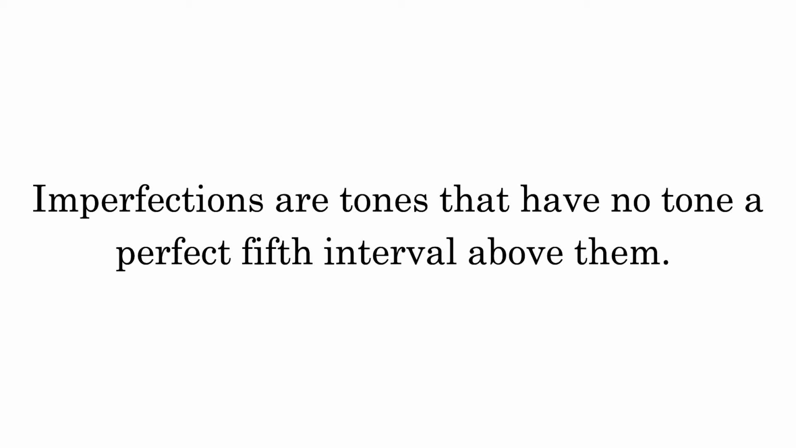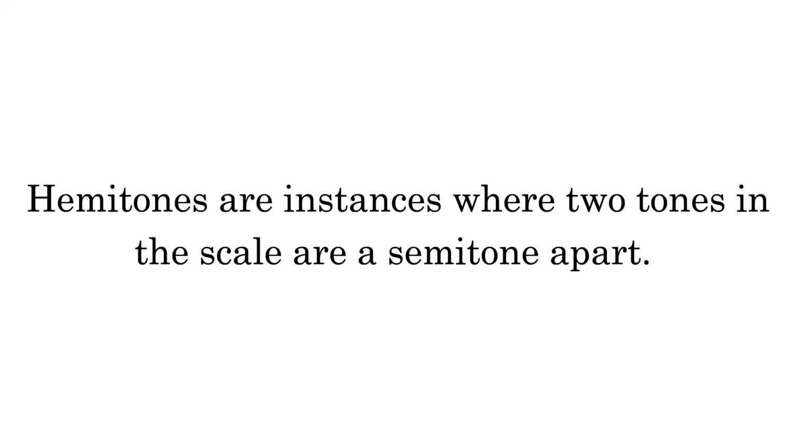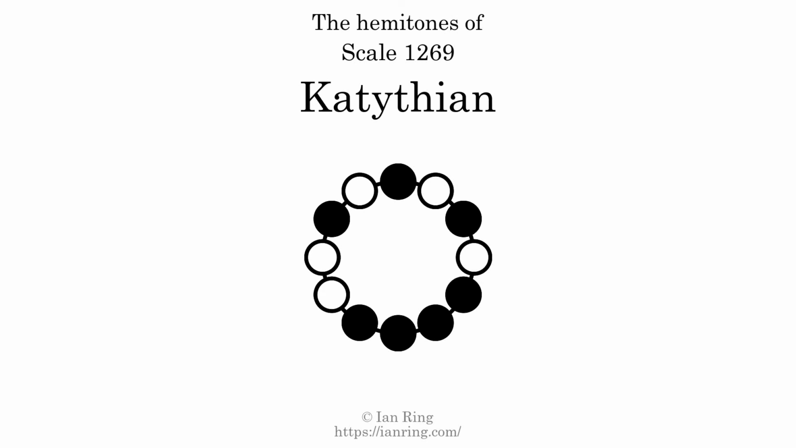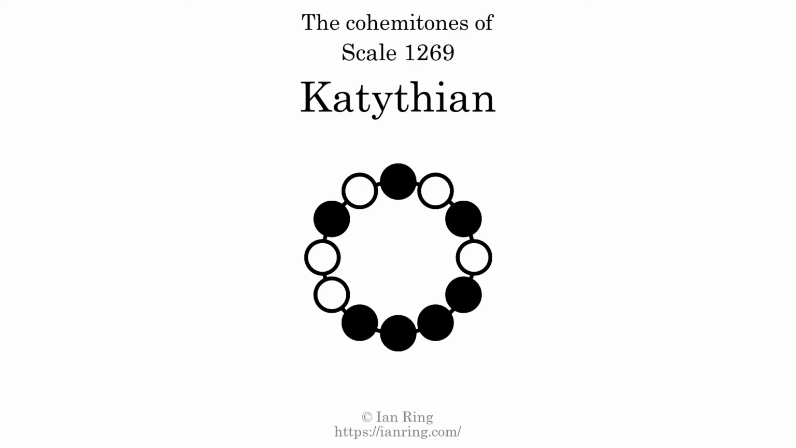Imperfections are tones that have no tone a perfect fifth interval above them. This scale has 3 imperfections. They are at positions here, here, and here. Hemitones are instances where 2 tones in the scale are a semitone apart. This scale has 3 hemitones. They are at positions here, here, and here. Cohemitones are instances where 2 hemitones are beside each other. This scale has 2 cohemitones. They are at positions here, and here.